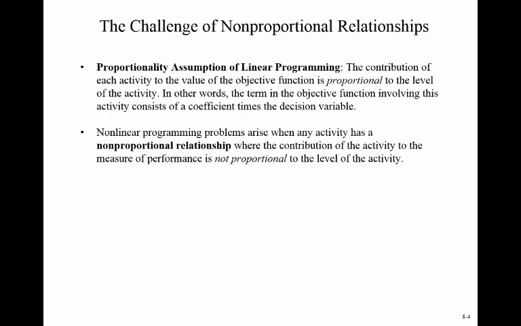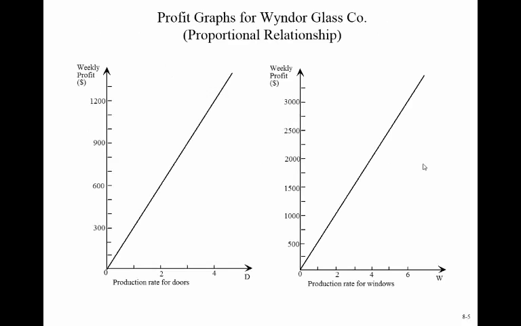So again, this notion of proportionality is where the objective function is proportional to some level of activity. A non-proportional relationship is when it's not proportional to the level of activity. So if you double the level of activity, and how that contributes to the objective is not linear, not proportional, then you're in the world of nonlinearity.